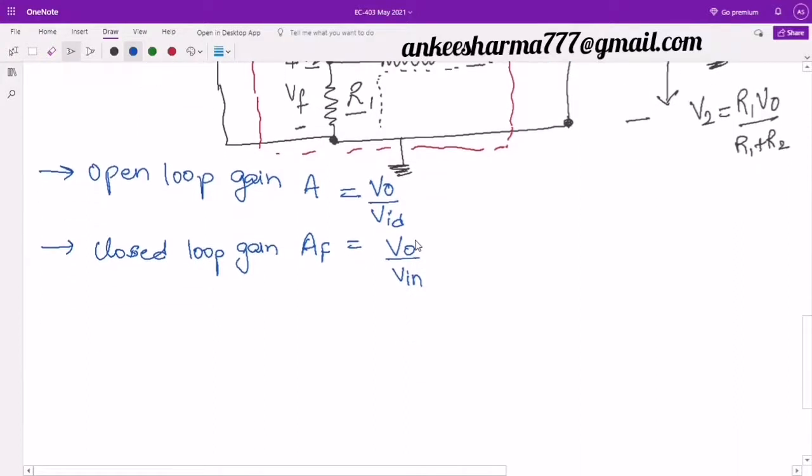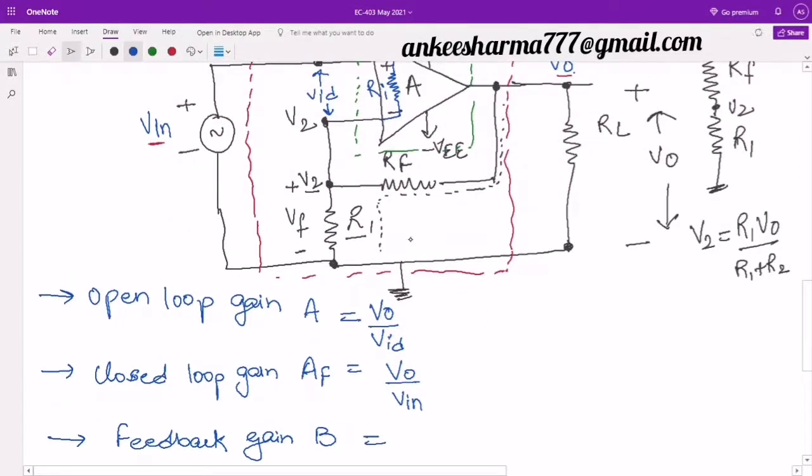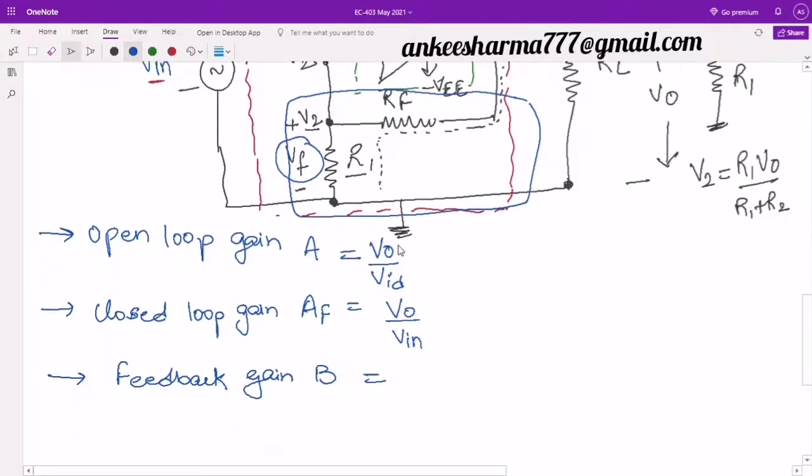And third, if I have to take the case of feedback gain, we also represent it in the form of feedback gain. So feedback gain is normally denoted by B, and B is nothing but, if I look at this feedback circuit, this is my feedback circuit, only this part. So if I look here, what is my output? Output is VF, and what is input? Input is V0. So can I say here this feedback circuit, feedback gain is equal to VF by V0? Is it clear now? So these are the three things, A, AF and B, that we are going to use here.